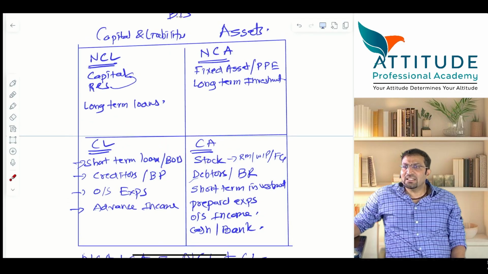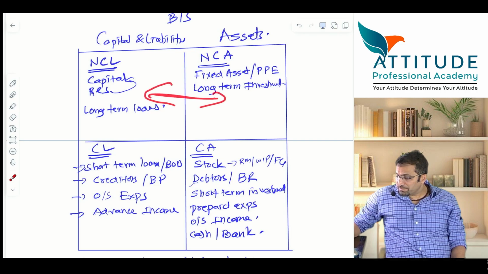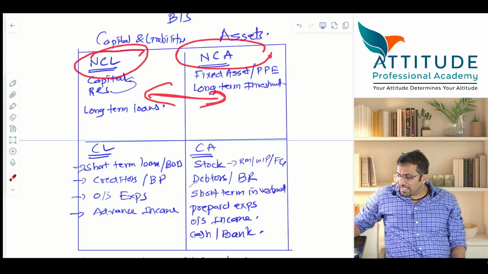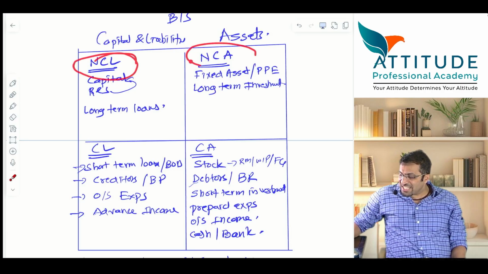Is that clear? Okay. Now I'll ask you a question. Shall I ask you a question? Give me an example where these two are involved. NCL and NCA are involved. Give me an example where NCL and NCA are involved.